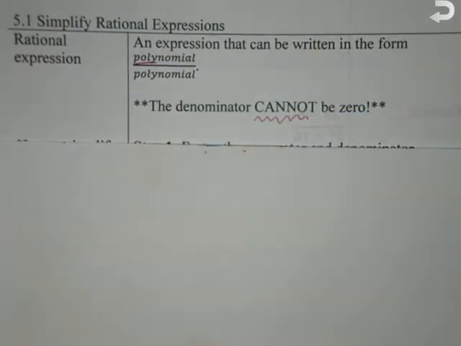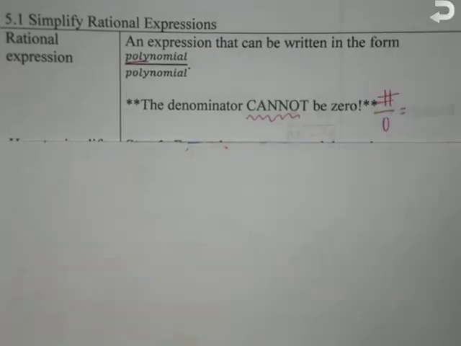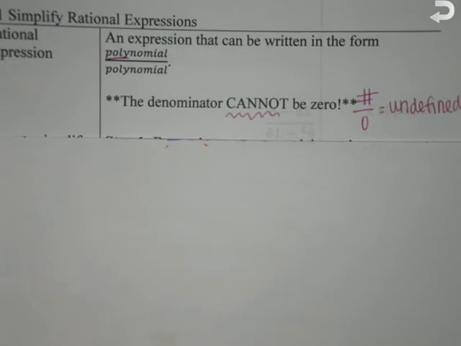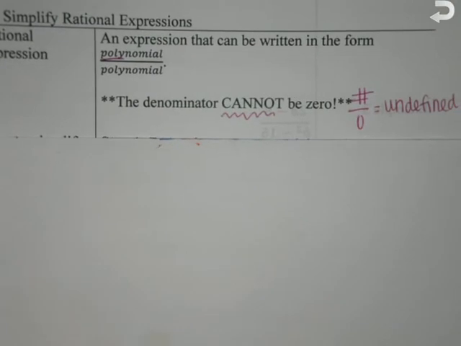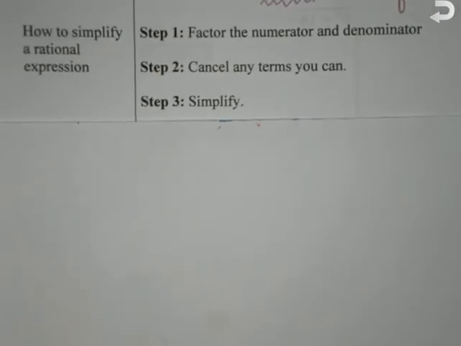Why? If I give you a number over 0, what does that come out to? Nothing. We call it undefined. Okay, so if you have a 0 on top, that's okay. Your answer comes out to 0. If you have 0 on bottom, it's nothing. It's called undefined. So we need to just make sure that we are aware in future references that the denominator can never be 0.